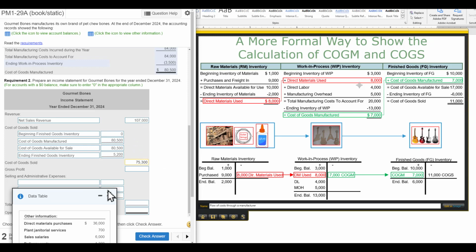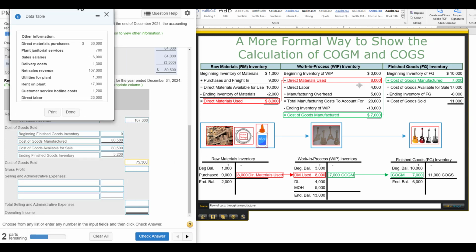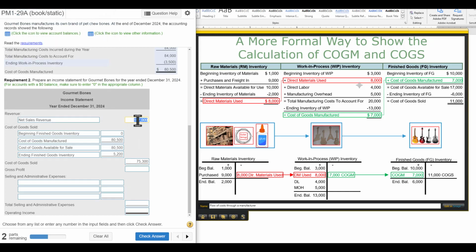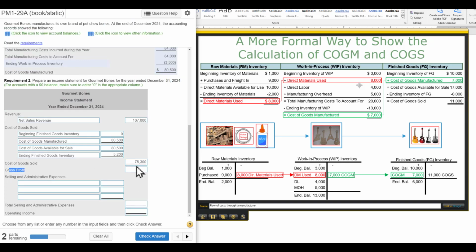So then we have revenue of 107,000. We subtract our cost of goods sold of 75,300, gives us gross profit of 31,700.